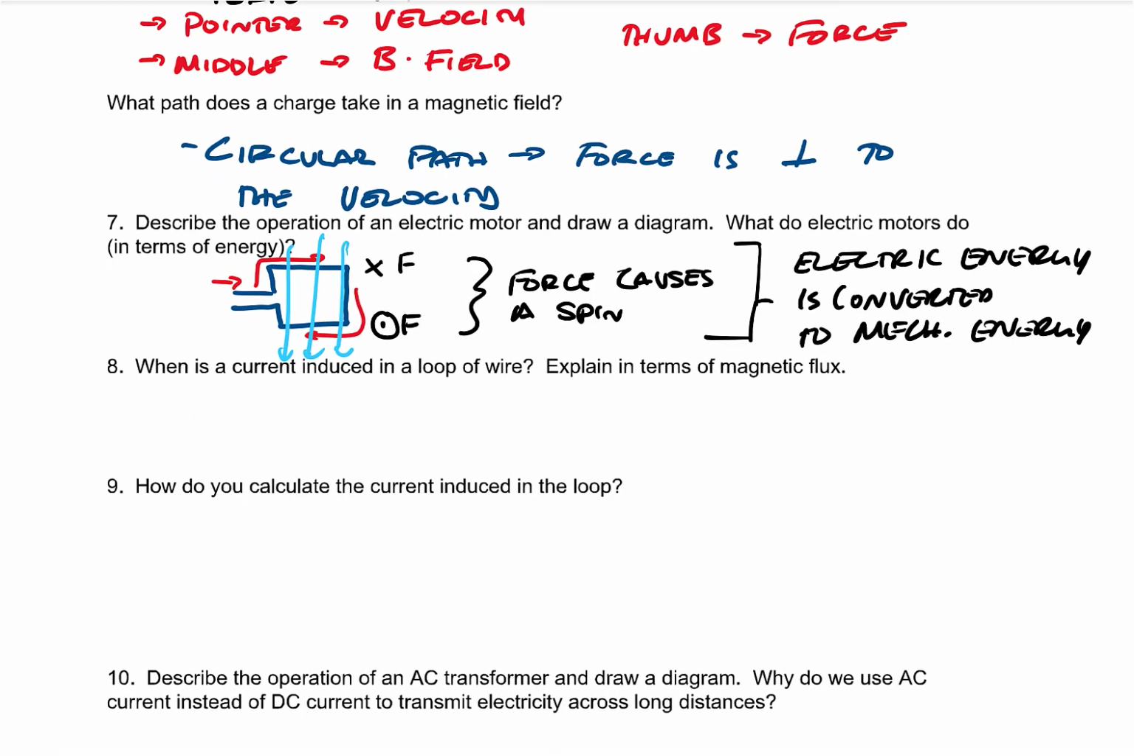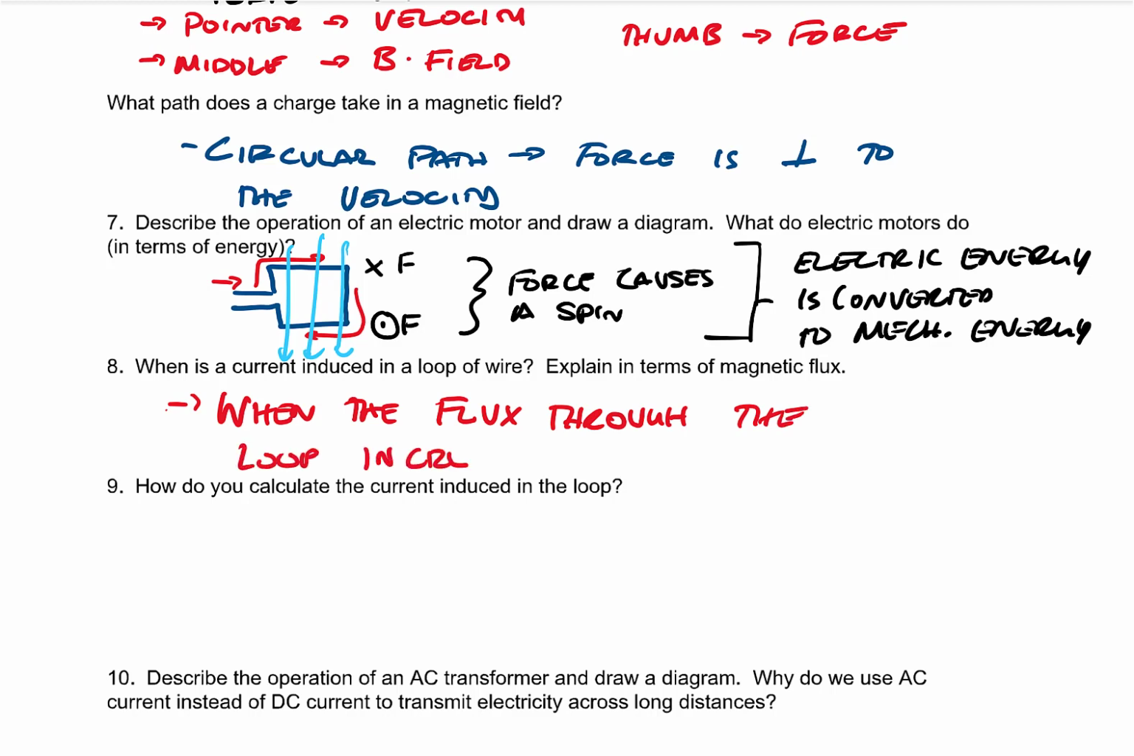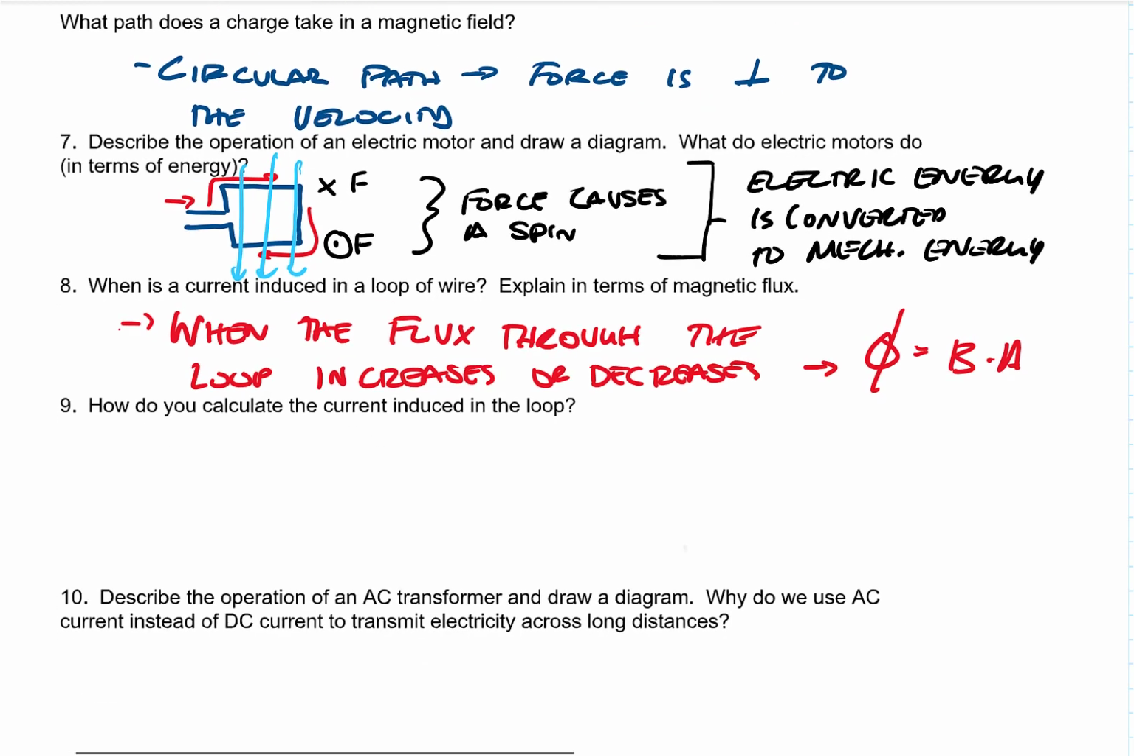When is current induced in a loop of wire? Explain in terms of magnetic flux. It's induced when the flux through the loop increases or decreases. If there's a change in the flux, you're going to get an induced current. Flux is magnetic field times area. So if the magnetic field changes or if the area changes, you're going to get an induced current in the loop.